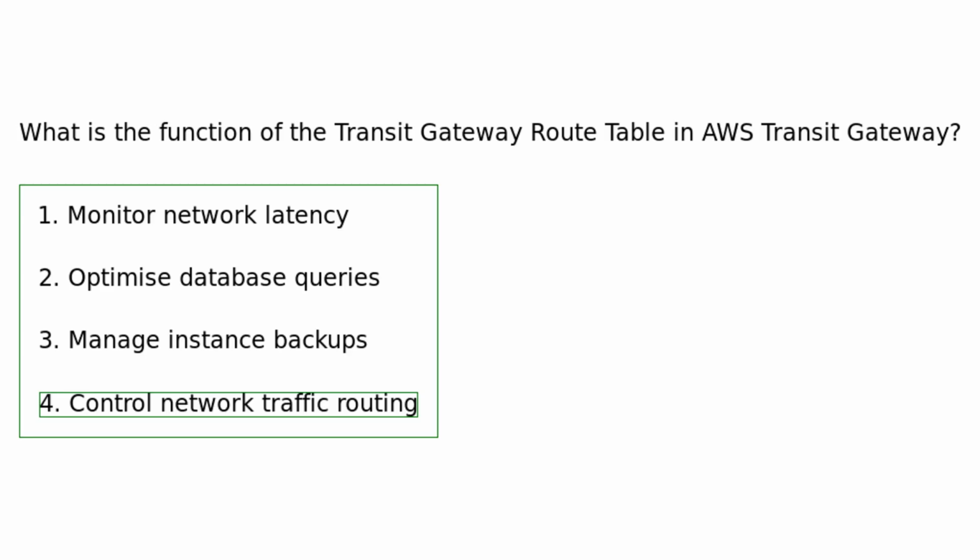The Transit Gateway route table in AWS Transit Gateway is used to control network traffic routing, allowing users to define and manage the paths for data transmission across the network.